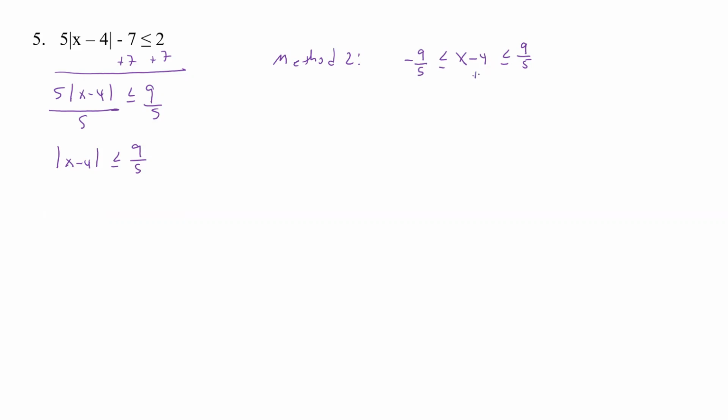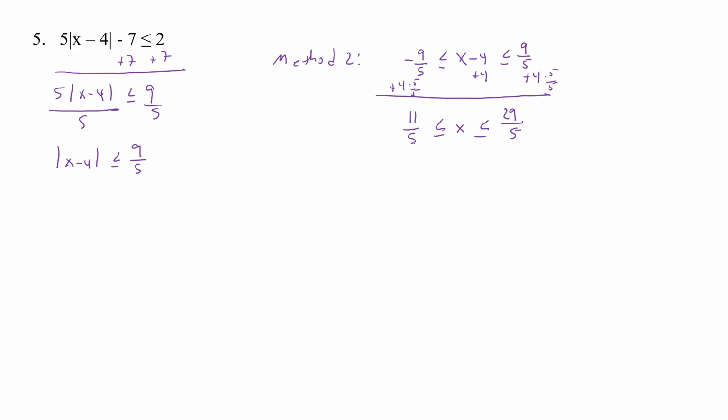Well, now we add 4 to all 3 parts of the tripartite. But when you do that, we have to multiply by 5/5 and multiply that by 5/5 to get the common denominator of 5 here. So here we have 20 minus 9, and so that's going to give us 11/5 less than or equal to x less than or equal to, here we have 20 plus 9, so it's going to give us 29/5.